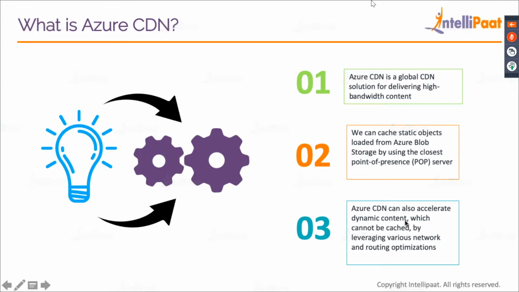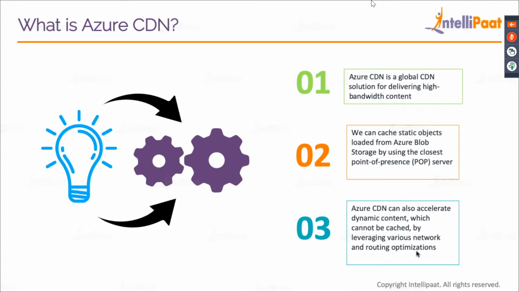It can also accelerate dynamic content which cannot be cached by leveraging various network and routing optimization. Now, one content that you talked about is static content, but what Azure CDN can also do for you is basically improve the delivery speed of dynamic content as well. What is dynamic content? Dynamic content basically means content which changes frequently, right? For example, videos are not dynamic in nature, they are static in nature, they never change. Whatever movie you saw 20 years ago is going to be the same today as well if you have the CD, right? So similarly, these kind of files are called static, they never change.